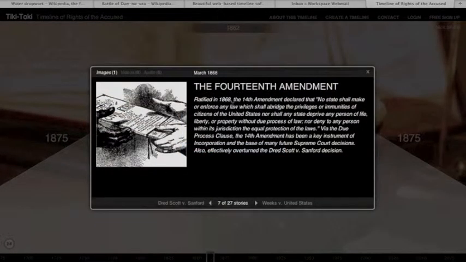The 14th Amendment is very important in the history of the rights of the accused because it includes a due process clause. In addition to granting citizenship to all African Americans, therefore guaranteeing the rights of the accused under the Bill of Rights, it also has a due process clause, which says that no state shall deprive any person of life, liberty, or property without due process of law. This is very important in the incorporation debate, for applying the rights of the accused from the Bill of Rights to the states in the future, as we will see in just a little bit.